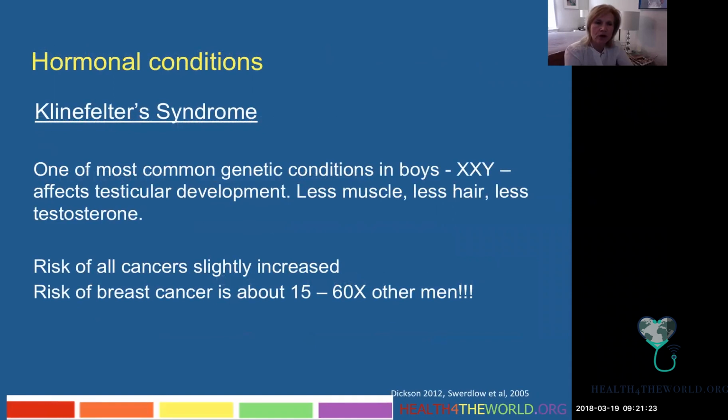Okay, now we're going to move on to some other hormonal conditions that can cause gynecomastia. We mentioned Klinefelter syndrome. This is one of the most common genetic conditions that we see in boys. It's the XXY chromosomal defect. And this affects development of the testes. So these boys and men have overall less muscle, less hair, all features that testosterone modulates. So higher estrogen levels, more gynecomastia.